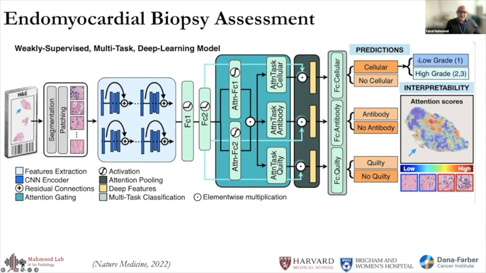And then there was a separate network that handled high versus low grade. So we grouped grades 1 and 2 together versus 3. And then there was a third network that separated 2 and 3, and I'll talk a little bit more about why that was the case.